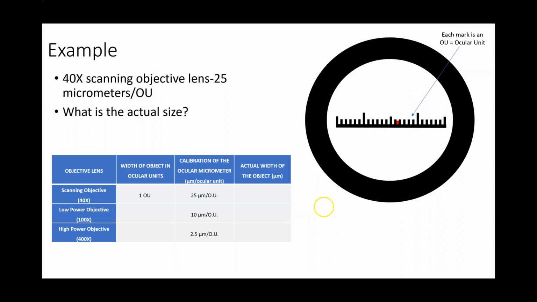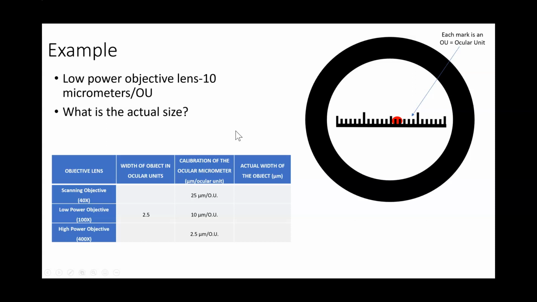So hopefully you recall that the width of the object times the calibration of the micrometer will give us the actual width. In other words, 1 times 25 will give us the actual width of the object. So in this case, our math is fairly straightforward. 1 times 25 gives us 25 microns across. So in other words, if each of these ocular units span 25 micrometers, then that means that this red dot is 25 microns across. Now, let's move up in magnification.